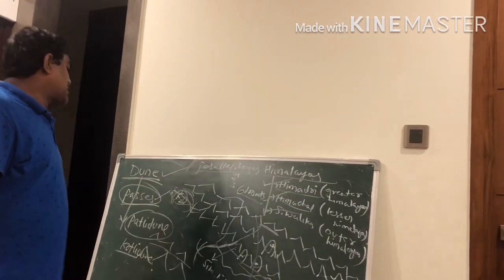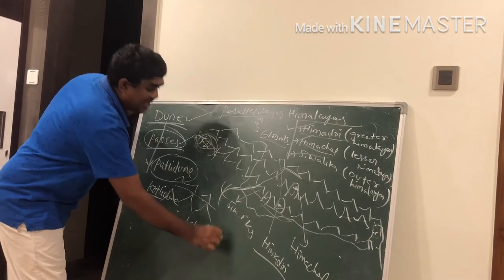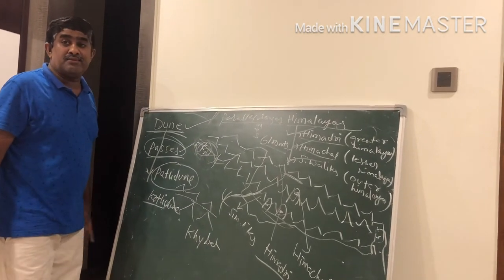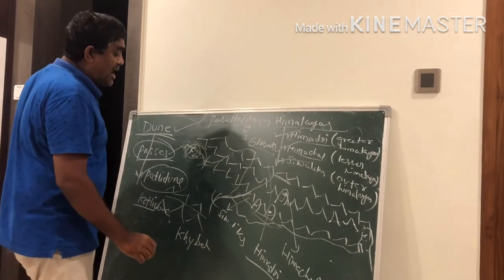What are the important passes? Khyber Pass. Bomdila, Nathula Pass.